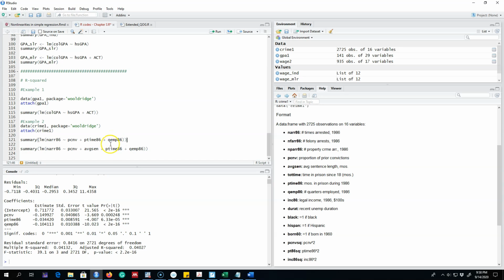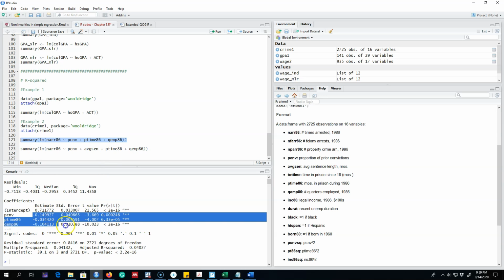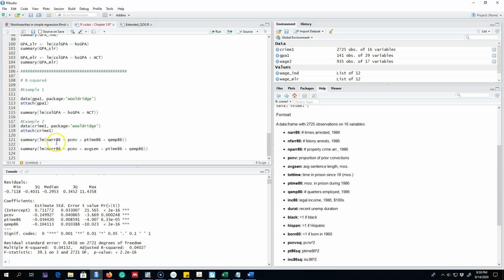The first thing I'm going to do is regress the model without average sentence, only on PCN, the proportion of prior convictions, the time previously served in prison, and employment from legal sources. We see that all these variables have negative coefficient values, which means they have a negative impact on the number of arrests. Here's the R-squared that we are interested in. It seems like these variables together explain about 4.1% of the variation in the number of arrests in 1986.